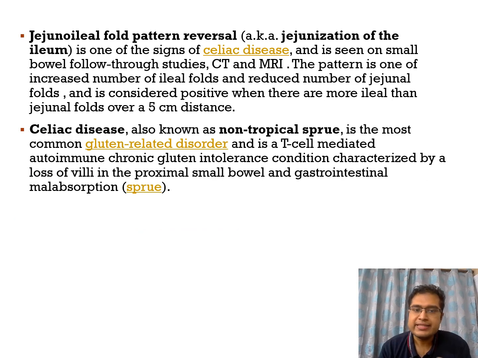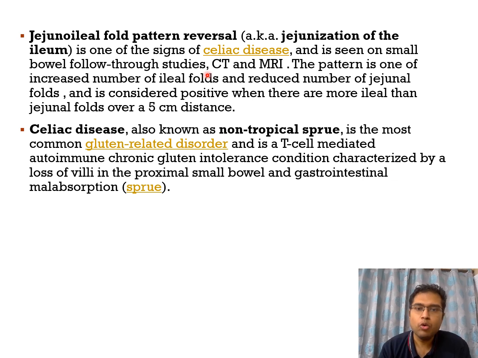So what exactly is celiac disease? Celiac disease or non-tropical sprue is the most common gluten-related disorder, and it's actually a T-cell mediated autoimmune chronic gluten intolerance condition, which is characterized by loss of villi in the proximal small bowel and GI malabsorption.